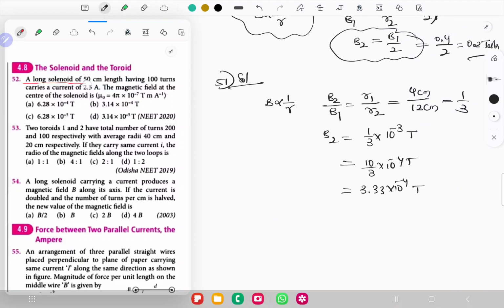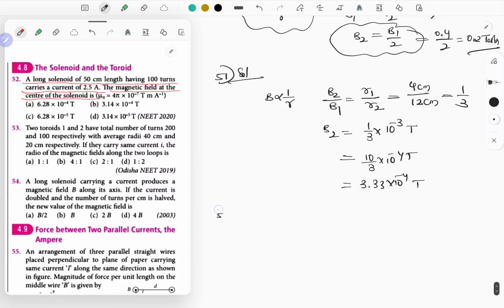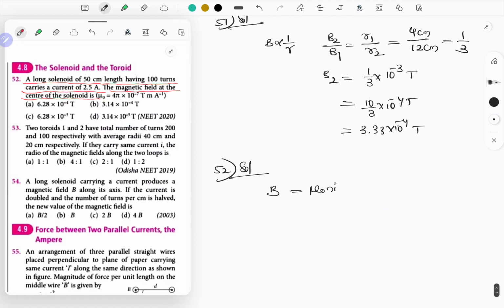52. A long solenoid of 50 centimeter length having 100 turns carries a current of 2.5 ampere. The magnetic field at the center of the solenoid is? Formula for magnetic field due to a solenoid is B is equal to mu naught n I. They are asking at the center, right? It depends upon different positions.